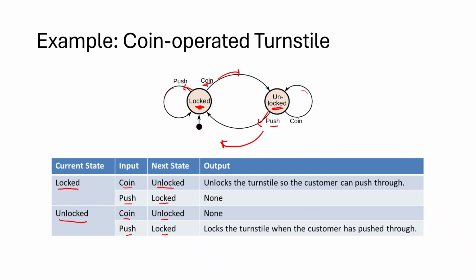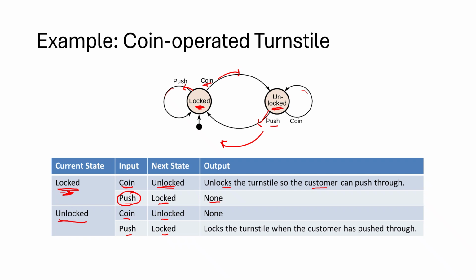We have only four possibilities, so let's go through them one more time. If you are at the state of locked currently and your input is inserting a coin, then the next state will be unlocked, and that should make sense. And the outcome of doing this is that it unlocks the turnstile so that the customer can push through. On the other hand, if you are at the state of locked again, but your input this time is push, so the turnstile is locked and you push it, the state should not change, it shouldn't open, so it remains locked and nothing happens.